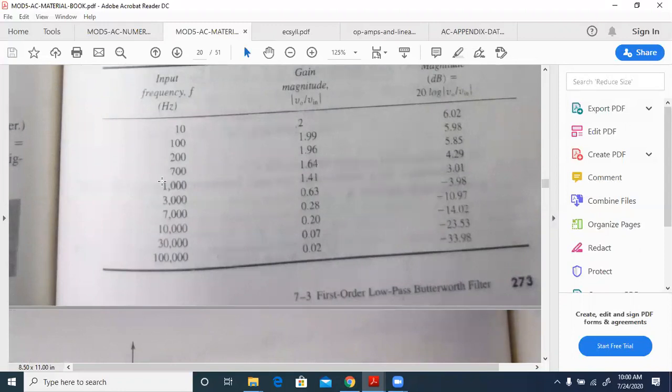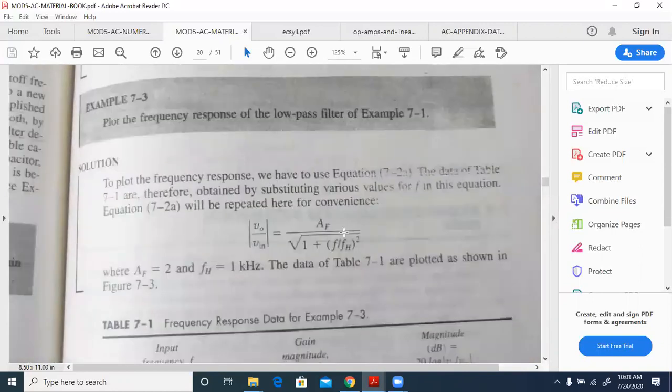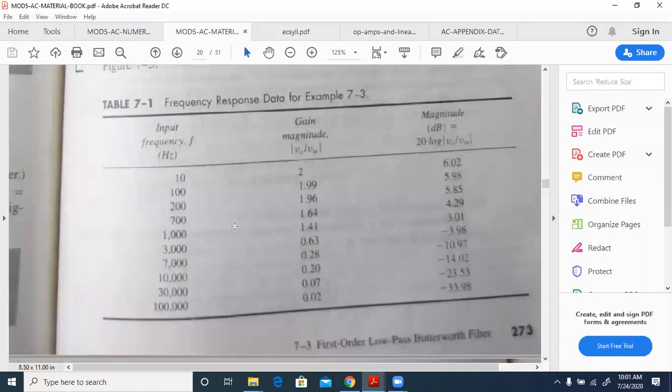So at the FH value itself, you will have 0.707 times, that is 1 by root 2 times. If F is equal to FH, this will be equal to AF by root 2. So for all different values, you can choose the same values also if you want.